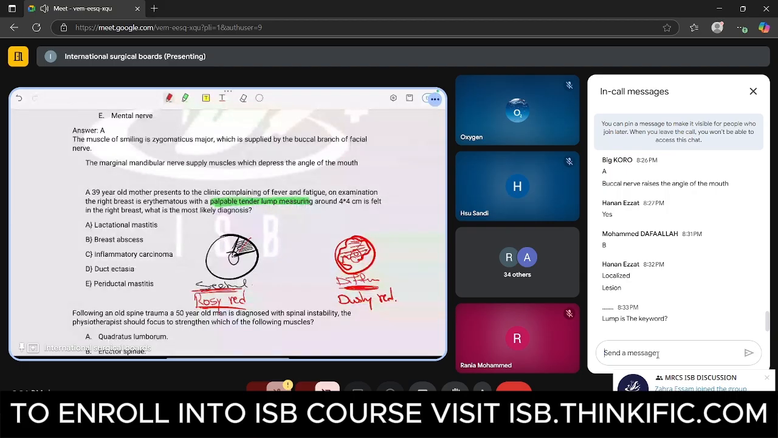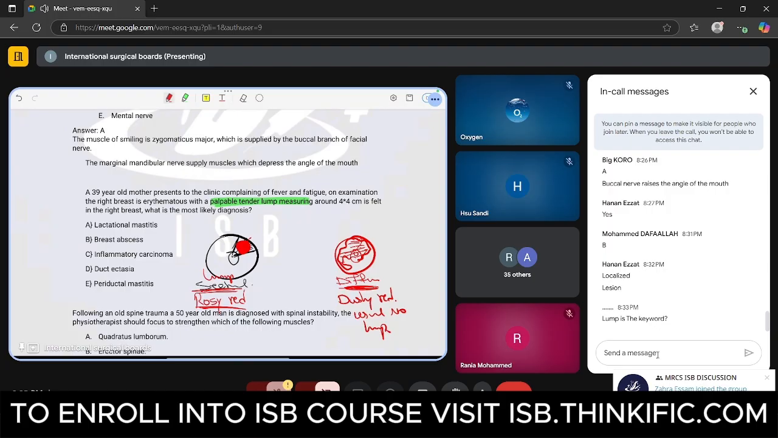Another difference is lump. Now, in lactational mastitis, initially there is no lump, there is cellulitis. But if there is abscess formation and localization, the woman will present with a lump in the affected sector. In inflammatory cell cancer, lumps can be there, but rare. So we will say here, usually no lump. But here, when an abscess forms, there will be a lump.